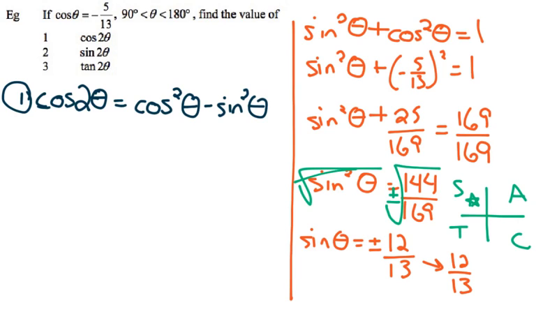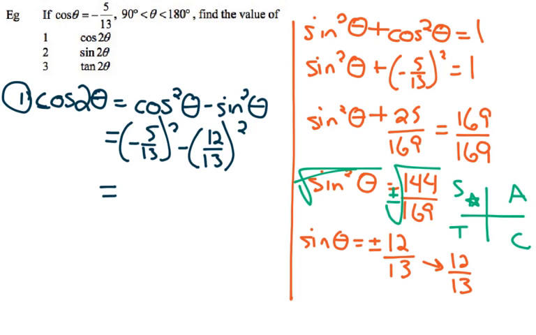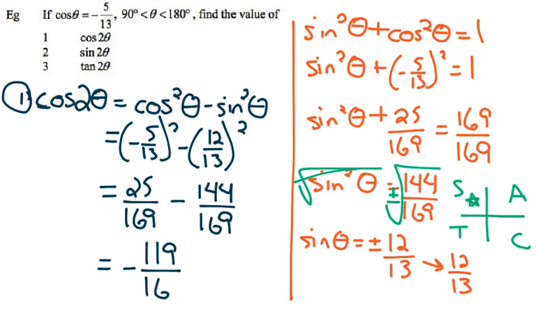Now we have enough information to figure out the value of cos 2 theta. So cos squared theta is negative 5 over 13. We'll square that. Sine squared theta, sine theta we just found, 12 over 13. Negative 5 over 13 squared is 25 over 169. 12 over 13 squared, 144 over 169. Subtract those, and we get negative 119 over 169.